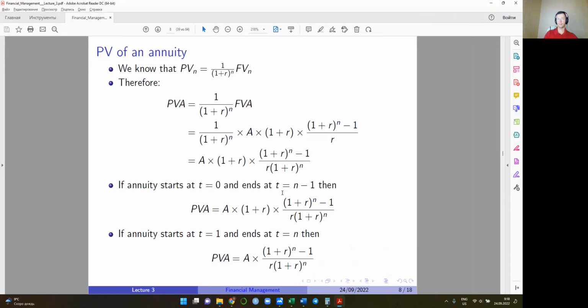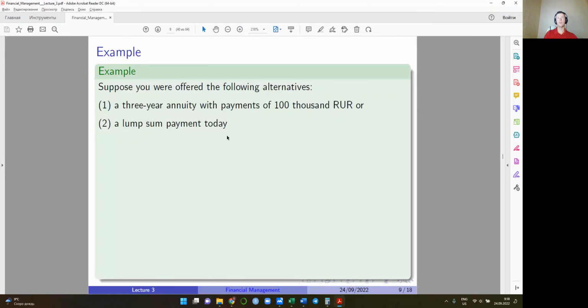So exactly the same logic as for the future value. Now let's try to understand several applications of a present value of annuity.